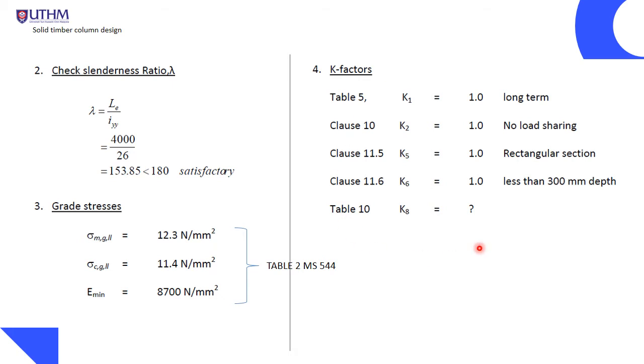Then we list out all the factors related to the timber design. K1 is for the long term. K2 is for the load sharing; since there is no load sharing, K2 is equal to 1. For the rectangular section, K5 is 1. For the depth factor less than 300 mm, K6 is 1. We have to find the value of K8.